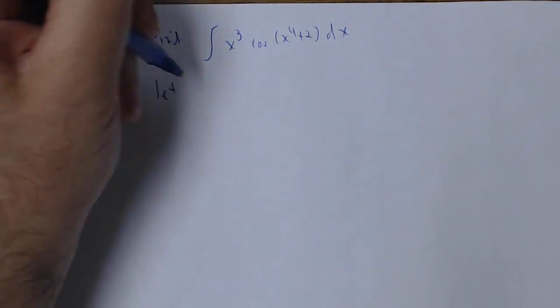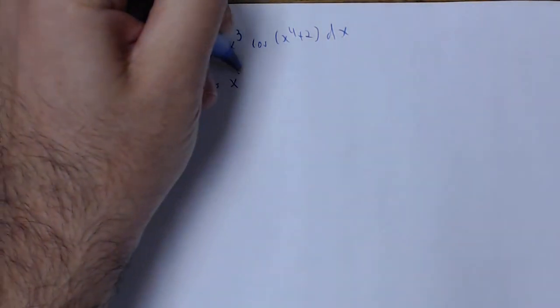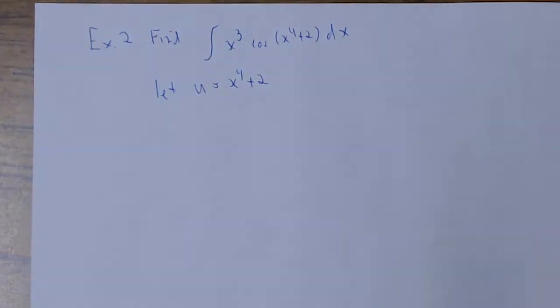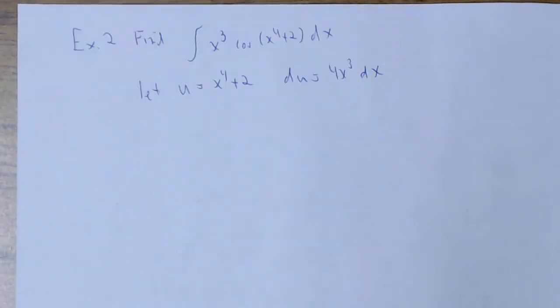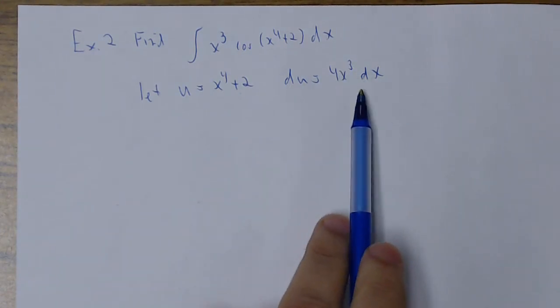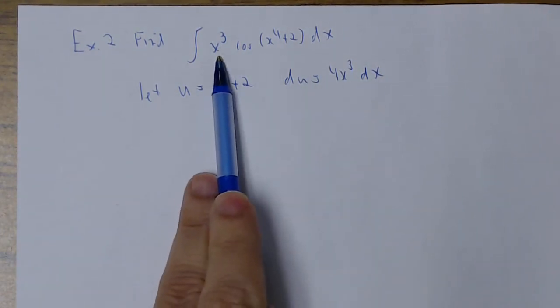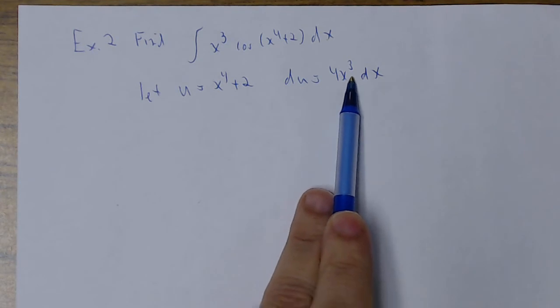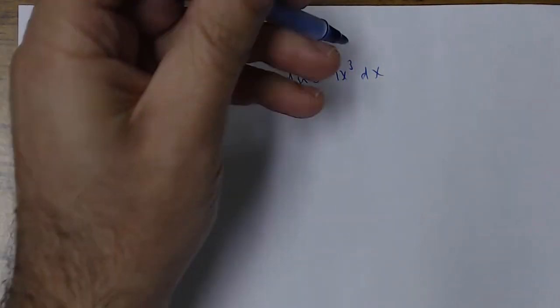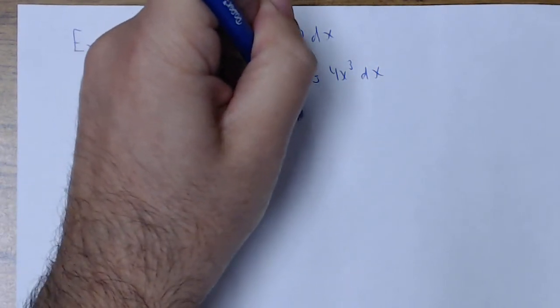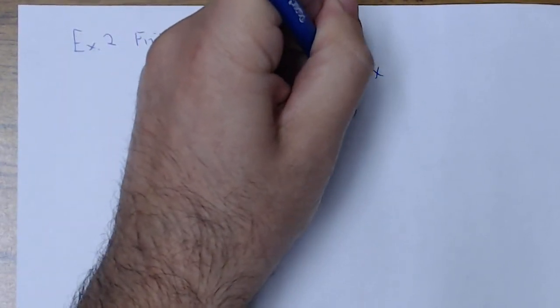So we're going to say let u equal x to the fourth plus 2. And what does that mean? du will be 4x cubed dx. And see, what's the problem here? I don't need 4x cubed dx, I need x cubed dx. So remember, constants I'm not concerned about, because how could I fix this? Just divide both sides by 4. So 1/4 du equals x cubed dx.